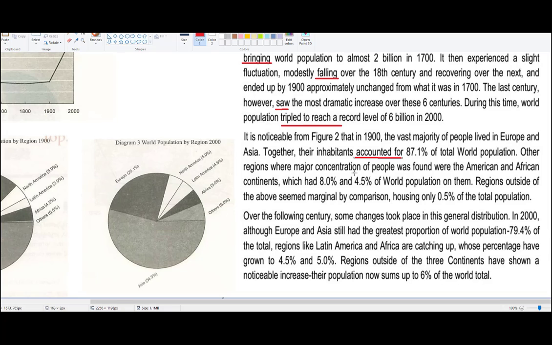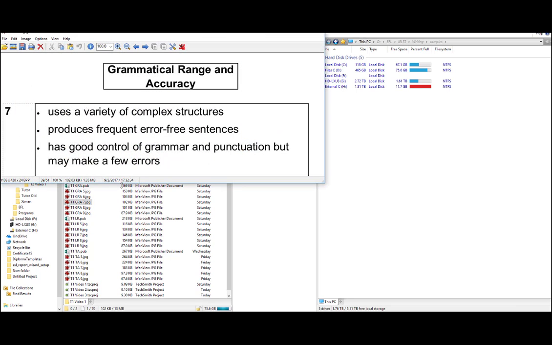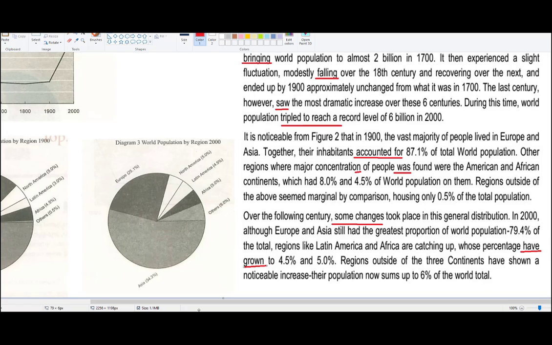Their major, well, I mentioned this already under vocabulary. This should be plural. Seen marks by comparison, housing. Some changes took place. Okay, so past tense is used accurately. Here we have the past perfect tense. Could they get a 7? Produces frequent error-free sentences. Well, yeah. Not always, but frequently.